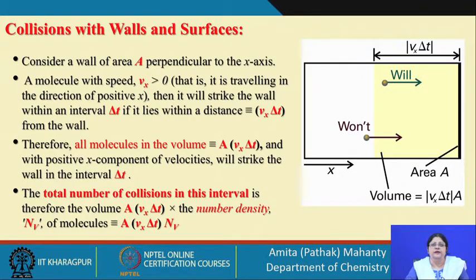Okay. Now, let us look into this. This is something which we had talked about in previous classes. Now, we are not looking into 3 dimensions. We are looking at molecules moving in one particular direction, in which we have the wall and the area of interest in that wall. Now, let us consider a wall of area A perpendicular to x. Suppose this is the direction x and perpendicular to that we have the wall. A molecule with speed travelling along the direction x is supposed to have Vx greater than 0.